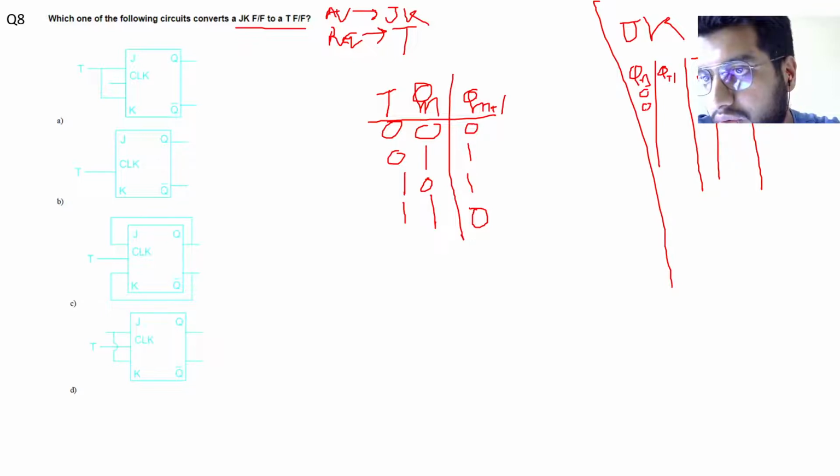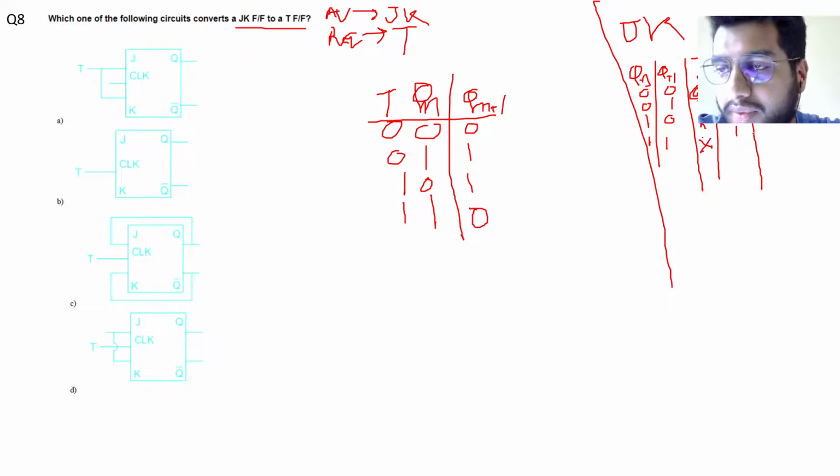0 0 1 1 0 1 0 1. So the execution table of a JK flip flop is like this: 0 don't care, 1 don't care, 0 don't care, then 1 don't care, and don't care 1, and finally don't care 0. You guys will be familiar with this, so I'm just picking out the part from where we have gotten this.